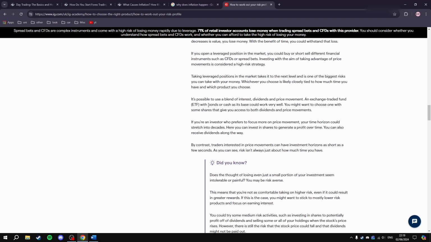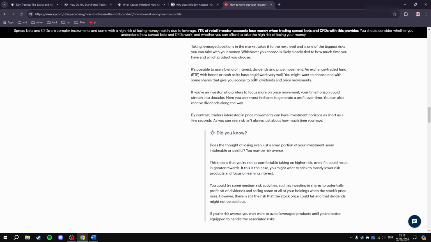If you open a leverage position in the market, you could buy or short sell different financial instruments such as CFDs, contracts for differences, or spread bets. Investing with the aim of taking advantage of price movements is considered a high-risk strategy. Taking leverage positions in the market takes it to the next level and is one of the biggest risks you can take with your money.